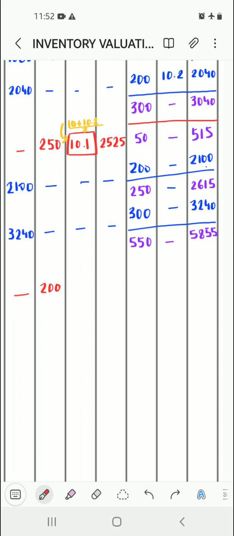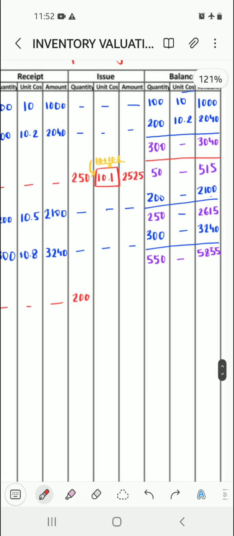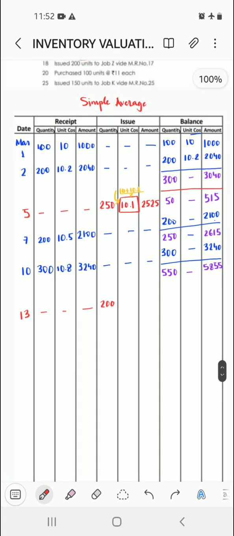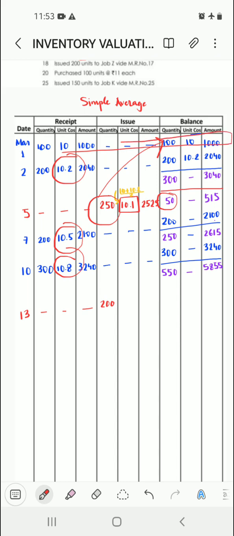So for doing this, what we have to do is we have to find the average. For finding out the average, you can see we have averages such as 10.8, 10.5 and this 10.2. Why? Because at this point of time, when 250 units were issued, this 100 is already gone. So the 50 that we are left with, that does not have any lot belonging to this 10 rupees. So that is why we can omit this 10 rupees. This is not to be taken into consideration right now.